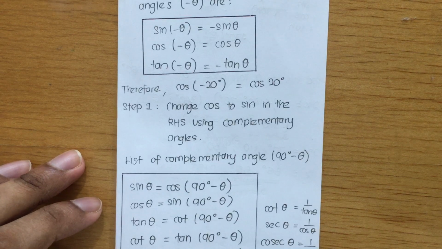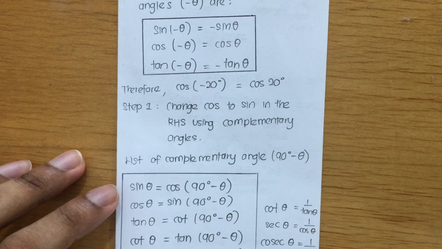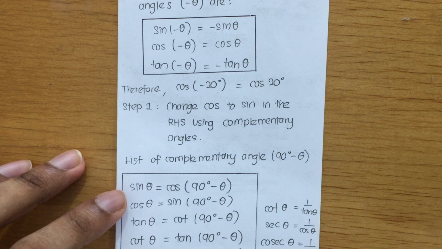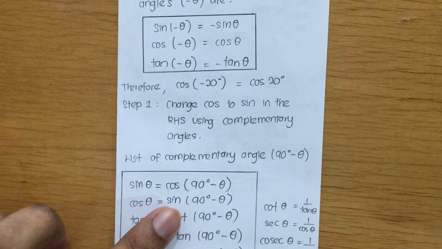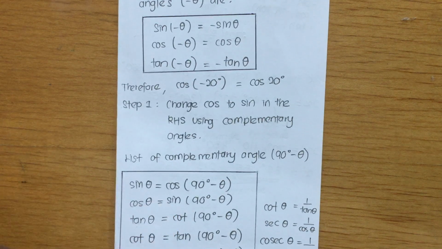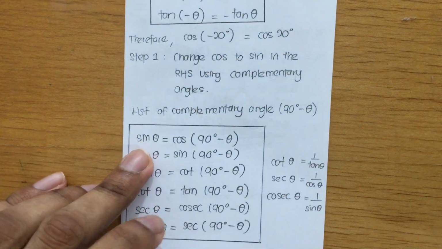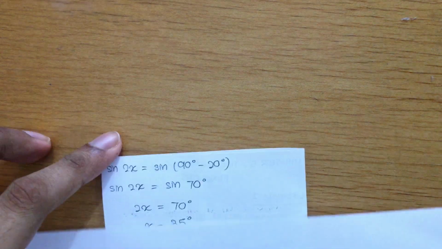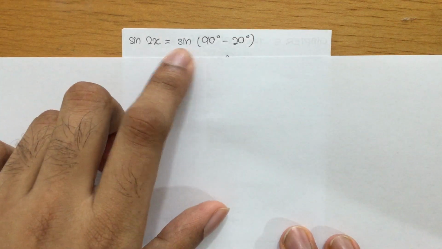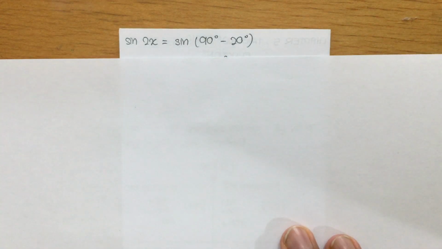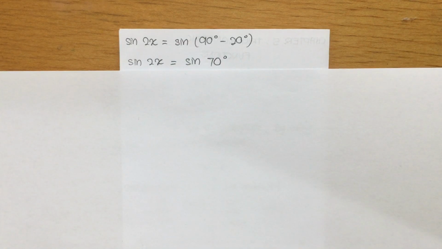So in this case, what complementary angles can we use? We need to change it into sine. So we can use this identity: cos theta is equal to sine of 90 degrees minus theta, guys. We can use the second one. Okay, I'm going to turn to the next page over here. So please hold on. Okay, from here, sine 2x is equal to sine of 90 degrees minus 20 degrees. So from here you get sine 2x equals sine 70 degrees.